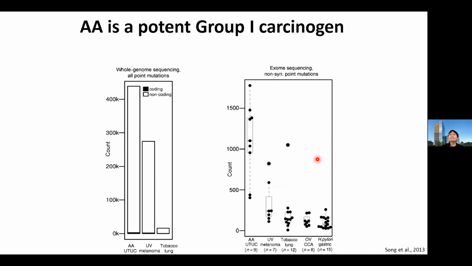AA has been classified as a potent group 1 carcinogen, and together with other groups, we have found that exposure to AA increases the risk of nephrotoxicity as well as upper urinary tract urothelial carcinoma. As compared to other mutagens that induce mutations in DNA, AA is able to induce the most number of mutations, even as compared to exposure to UV light and exposure to cigarette smoke.